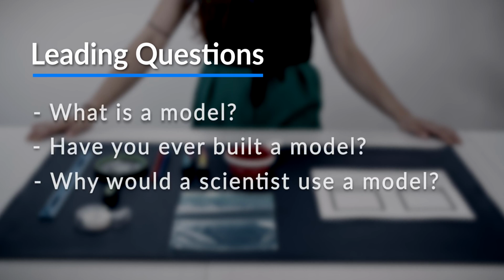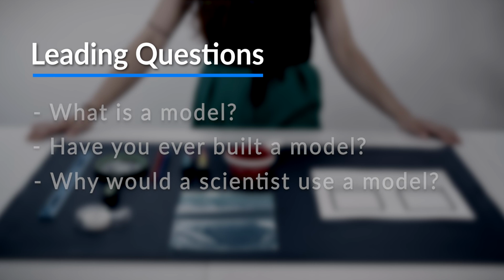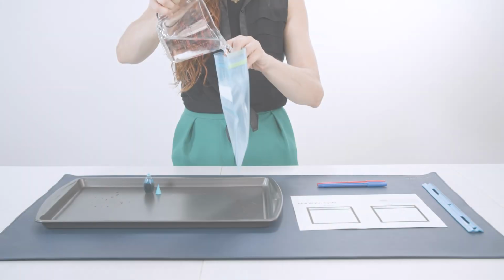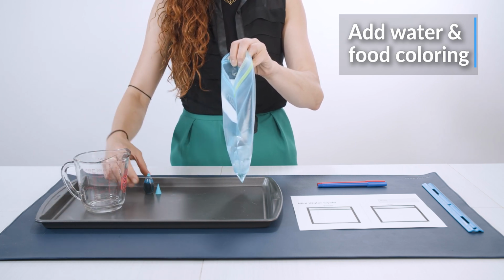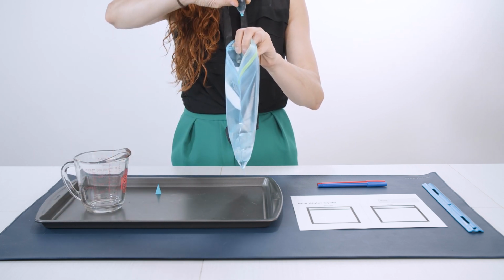Start the activity by introducing students to new concepts and vocabulary through leading questions such as, what is a model? Have you ever built a model? Why would a scientist use a model? Before starting the activity, it may be useful to set expectations for student groups about setting up the experiment and wait times. To build the mini water cycle model, have student groups fill each bag with the same amount of water and add a few drops of food coloring.